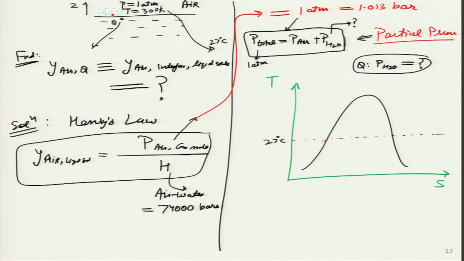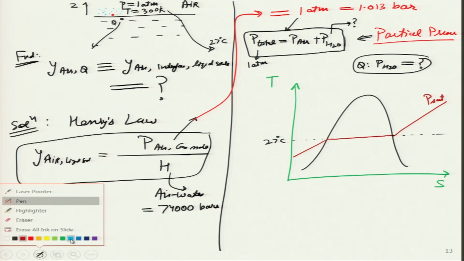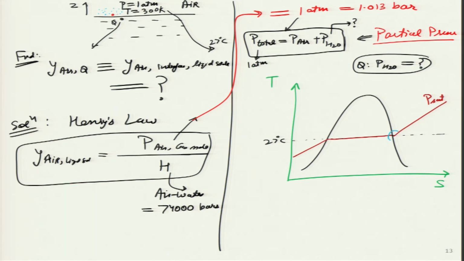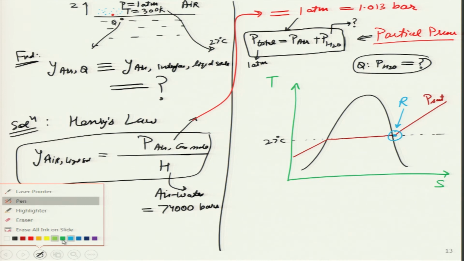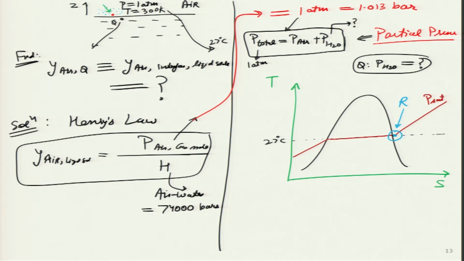Then from our thermodynamics background, we know that this is the constant pressure line over here, and this is the saturation pressure corresponding to 27 degree centigrade, and the quality of water vapor is this quality over here. So, this is the state. If I put this state as maybe state R, this is the state of water vapor over there.